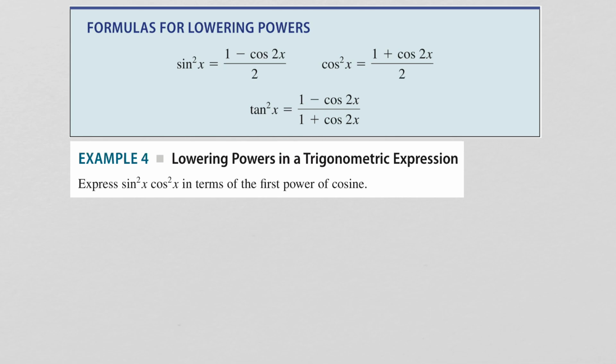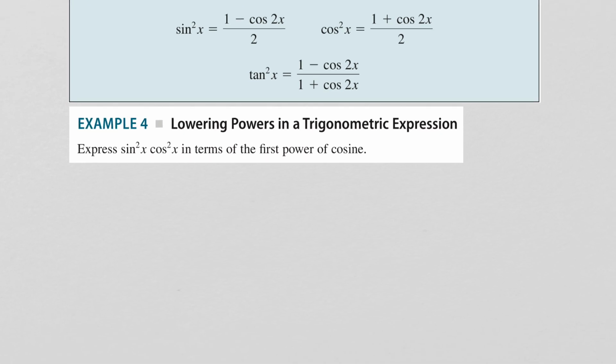Next, we have some formulas for lowering powers of sines and cosines and tangents. Now, these formulas here, just to be clear, come from the double angle formulas that we just looked at a moment ago. So if you solve for sine squared and cosine squared in the double angle formula for cosine, you will get the first two. So we can use this to do things like lower the power of sine and cosine.